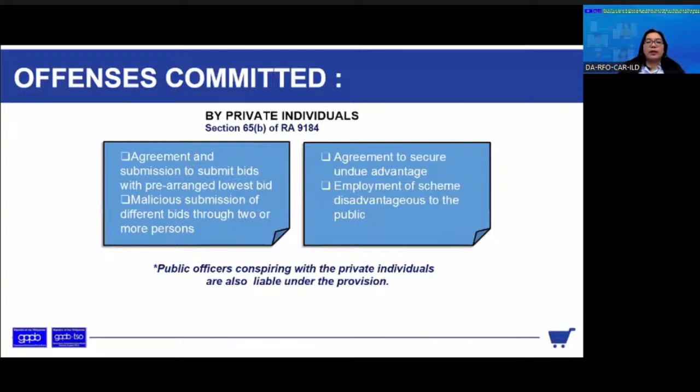So the first one is the agreement to submit bids with a pre-arranged lowest bidder. So for example, there are two bidders, and they agree on an artificial competition on their part: you are this, I am this, I will submit a bid like this, I will win now, and you will win next time. So they have agreed on the bids that will be placed such that the difference between their bids is maybe just a few pesos, for example. And the lowest bid would still be high in price. So it is pre-arranged, they have talked it over.